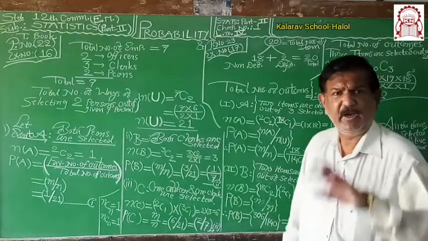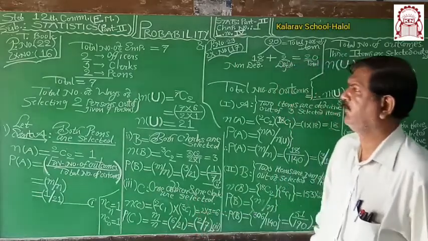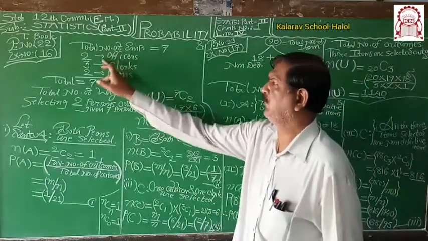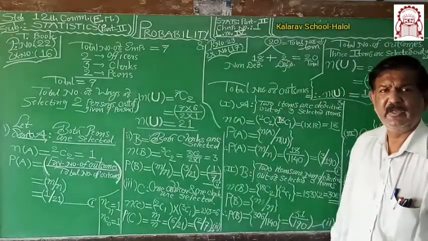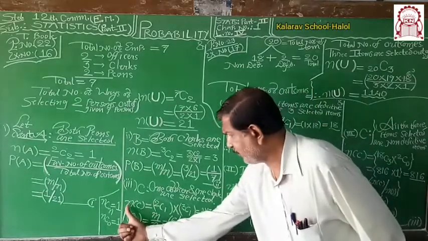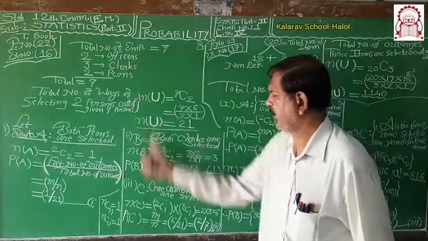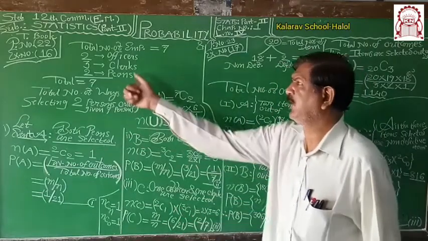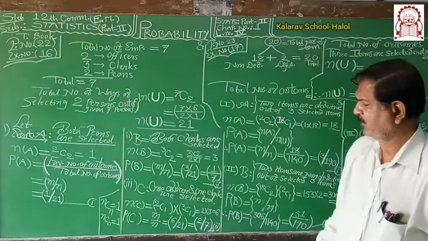And the third part, event C: 1 officer and 1 clerk are selected. 1 officer out of 2 and 1 clerk out of 3 are being selected. Then the total number of outcomes for event C, the number of elements in C, is 2C1 because 2 officers are there, and 3C1 because 3 clerks are there. 2 into 3 means total 6.